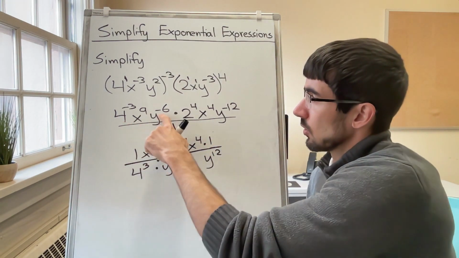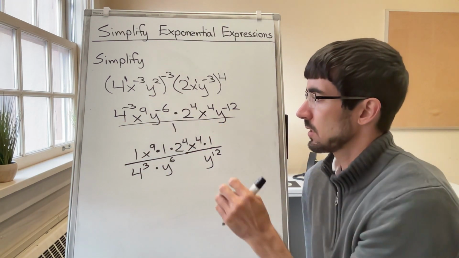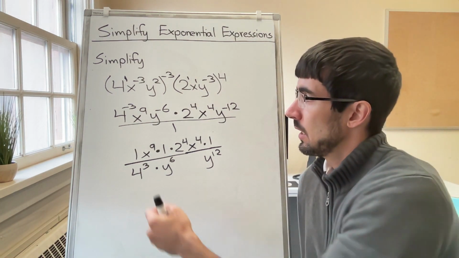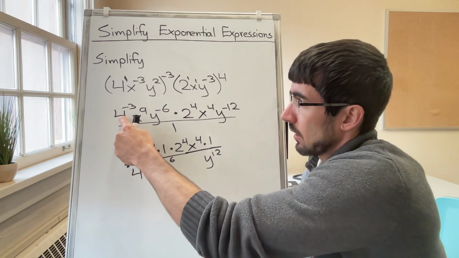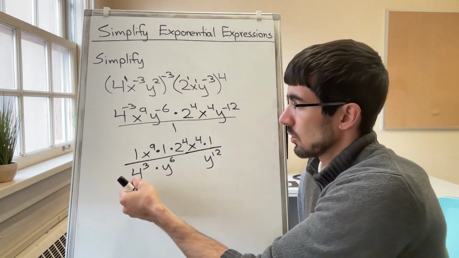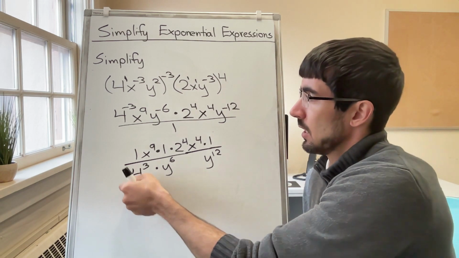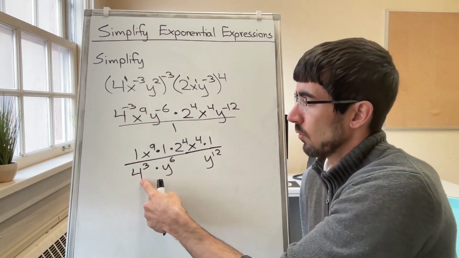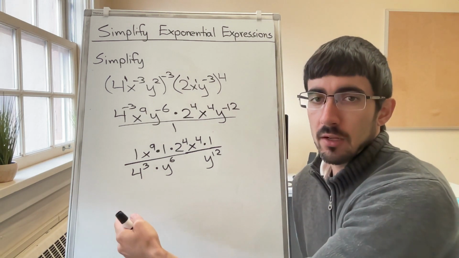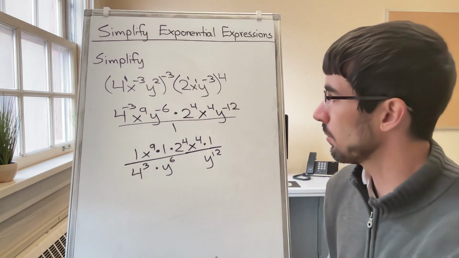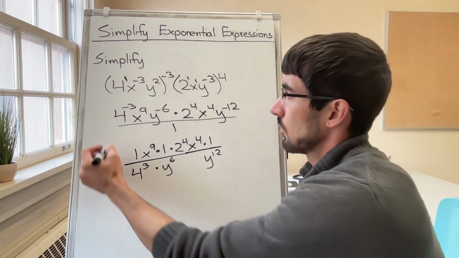So all of these terms with negative exponents, the effect of applying the negative exponent rule is that those terms with negative exponents moved to the denominator and became terms with positive exponents. So I went from 4 to the negative 3 in the numerator to 4 to the positive 3 in the denominator, and so on. Let's see how we can simplify now by combining any like terms.